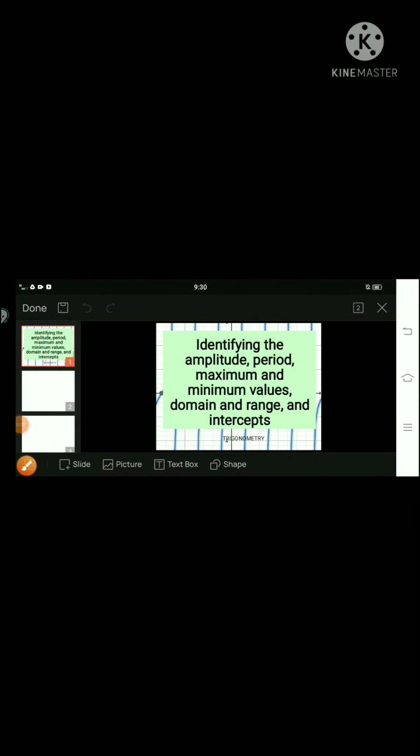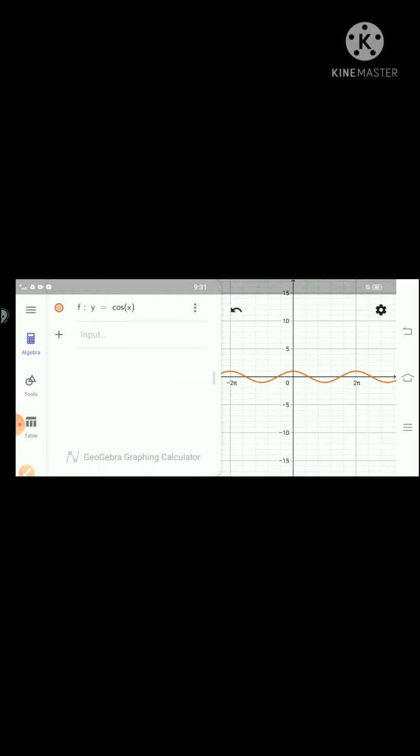In this video, we're gonna be identifying the amplitude, the period, maximum and minimum values, domain and range, and intercepts. So let's start. So for example, we're gonna graph y equals cosine x. So the graph would probably look like this.